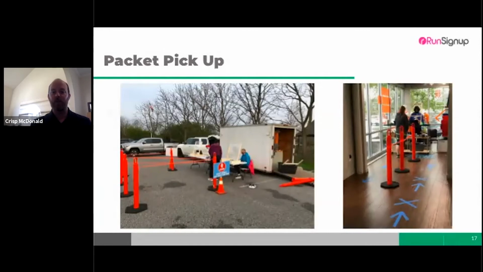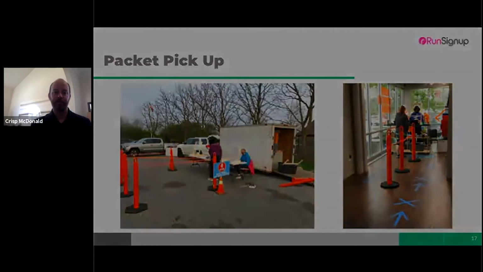So I did want to share some images that some of you guys have seen. Again, it's just different ways of doing packet pickup, whether inside or outside, having plexiglass, having cones, having ways to get athletes through, again, creating a safe way to get the athlete through that packet pickup process, where they can clearly understand what to do.